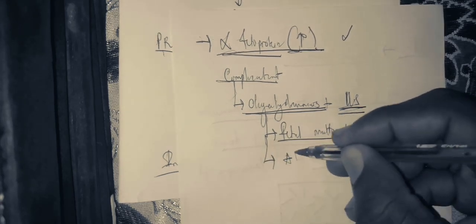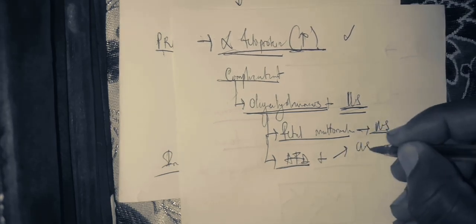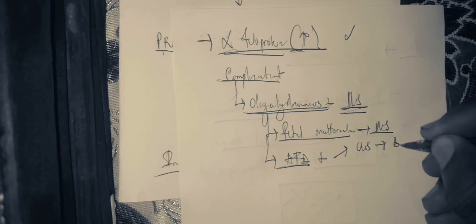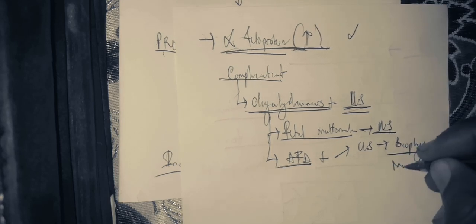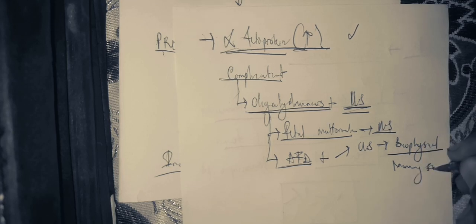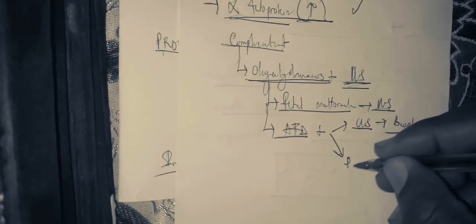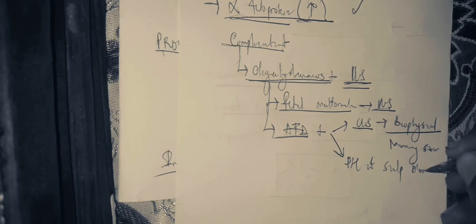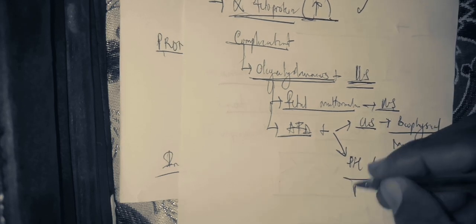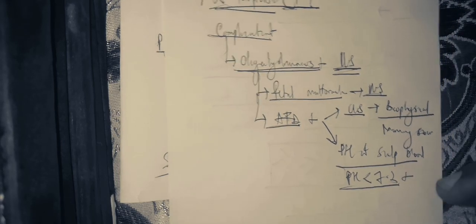You can also have acute fetal distress. The investigation for that is the ultrasound with the biophysical profile, where you evaluate the Manning score. After the ultrasound, you also do the pH of the scalp blood of the fetus, to find if the pH is less than 7.2, which shows acidosis. When you have acidosis, it confirms that it is actually acute fetal distress.